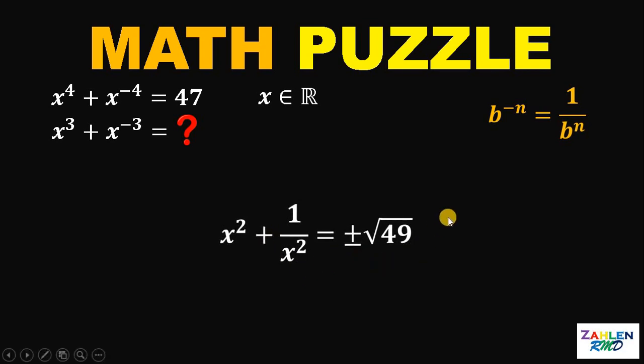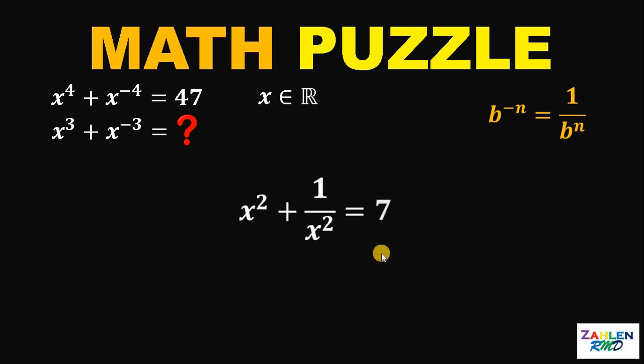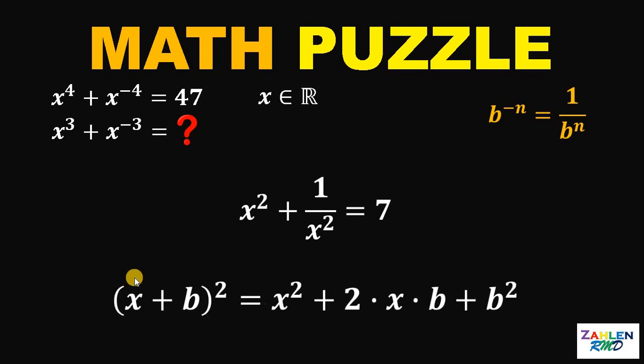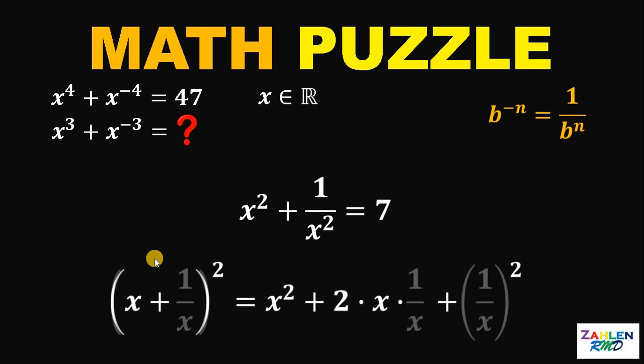Now, on the right-hand side, take note that x is an element of real number. Therefore, x squared plus 1 over x squared cannot be a negative number. Thus, we need to consider the positive value of the right-hand side. Therefore, x squared plus 1 over x squared is just 7. Now, let's continue. Let's use again the given identity a plus b quantity squared equals a squared plus 2ab plus b squared. At this point, let's replace all a with x and all b with 1 over x.